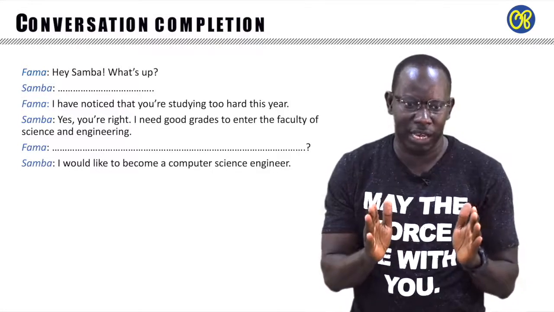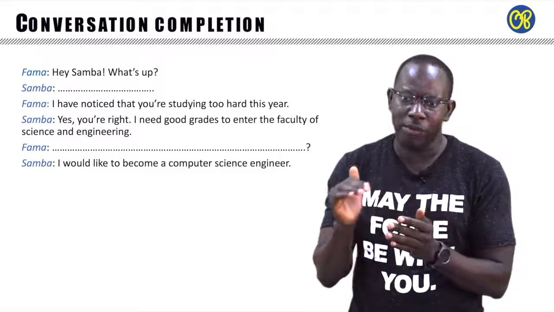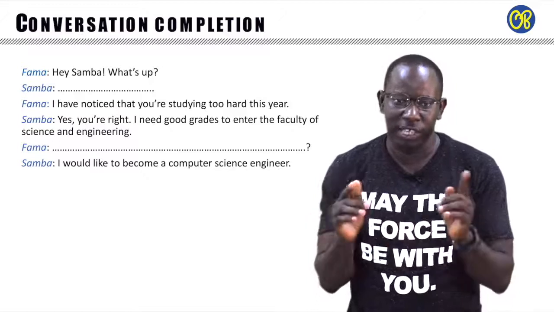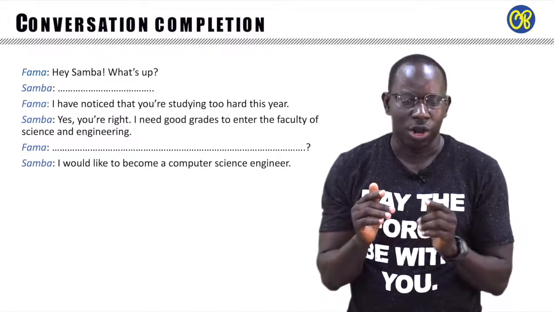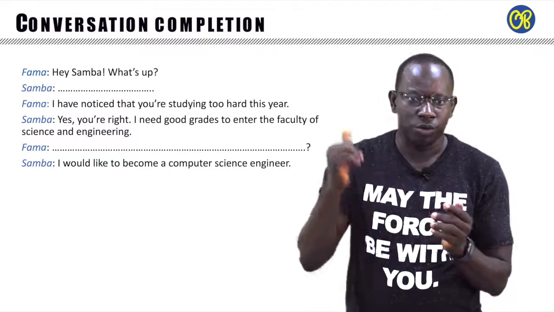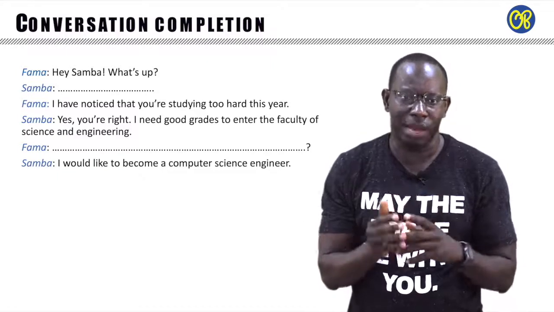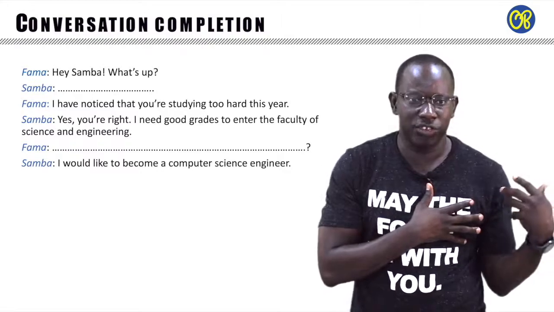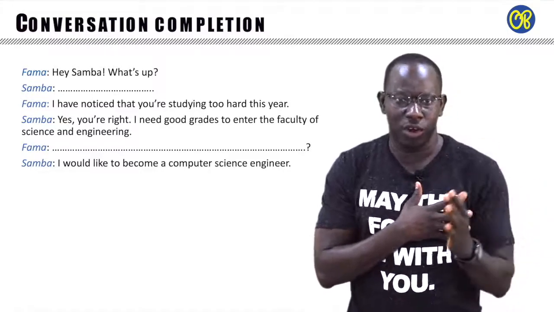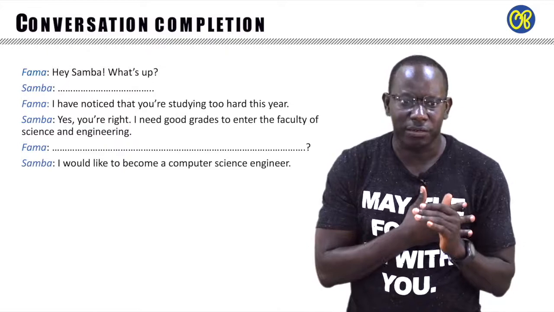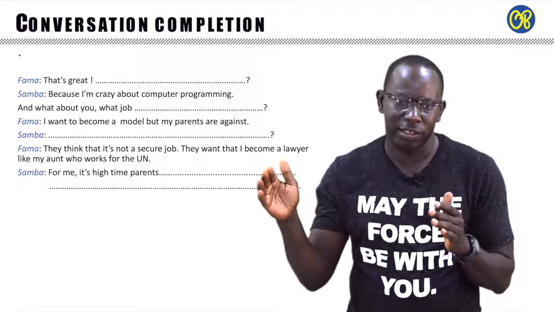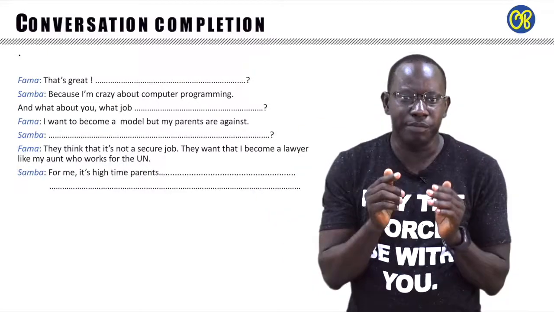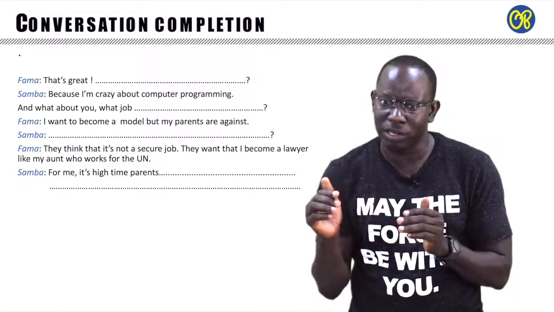So let's look at Samba's answer. He said, I would like to become a computer science engineer. So guess, what was the question of Fama? What would you like to become? The answer is, I want to become a computer science engineer. And the discussion goes on. Fama says, that's great. And then she asked something else. And look at Samba's answer. He said, because I'm crazy about computer programming.